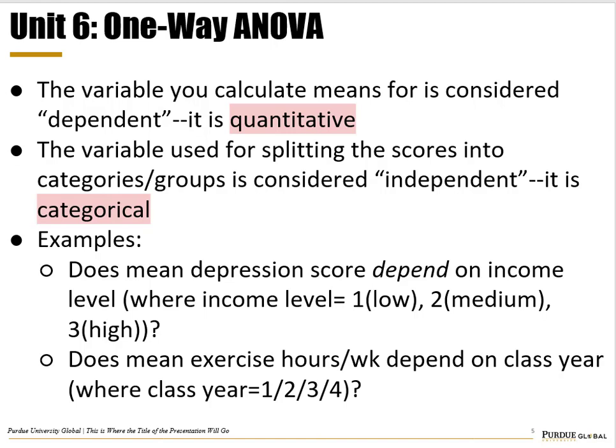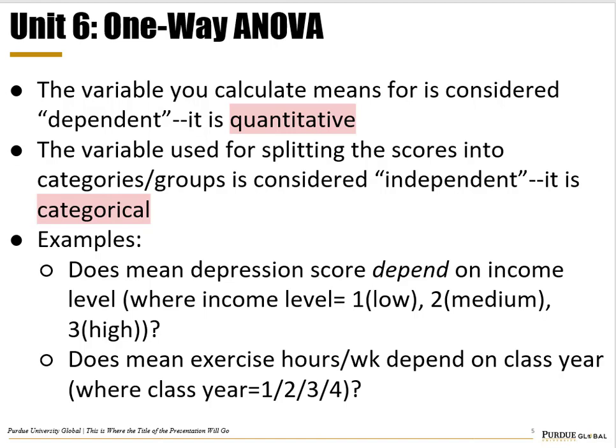Now, the variable that you calculate means for is considered dependent, and it's quantitative. The variable used for splitting the groups into categories or groups is considered the independent variable, and it's categorical. So for instance, you could look at IQ scores for freshmen, sophomores, juniors, and seniors at a college, right?